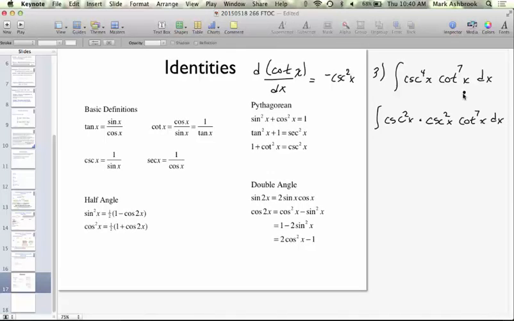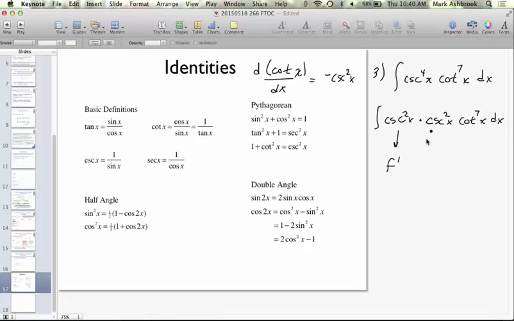Again, the key to this is, what's the derivative of cotangent? Cosecant squared. So I'm going to isolate a cosecant squared, knowing that that's going to be my f prime, and I'm doing the chain rule. That's going to be my f prime. And if I can get the rest of it all in terms of cotangent, then I've created the situation where I can undo the chain rule, g prime f, right?